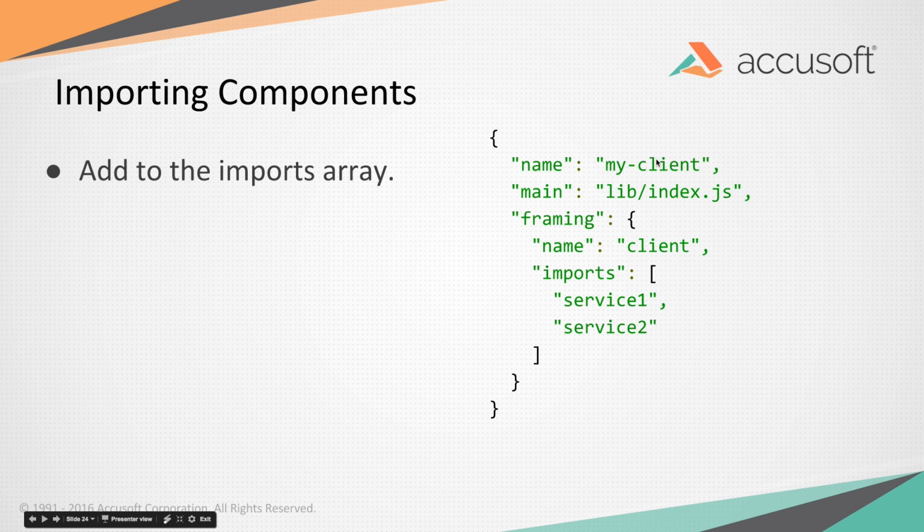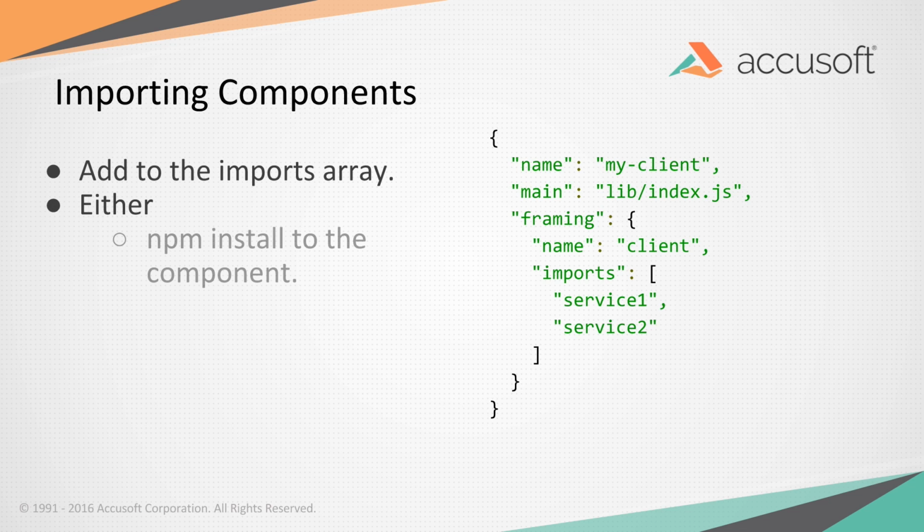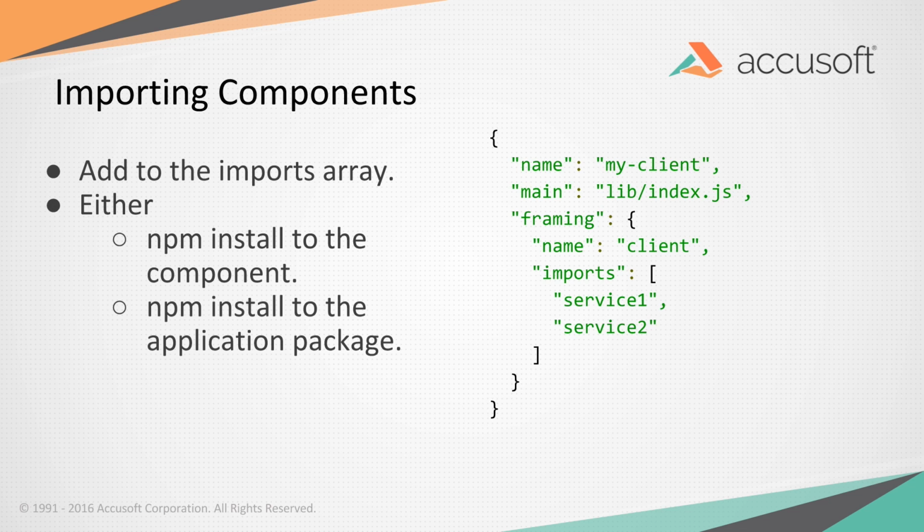Otherwise, if you pull this one, it's just going to look for that name, and then it's only going to use the node module. So it's just so that you have an opportunity to have multiple node modules with the same name, with the same framing name. And so this gives you the opportunity to install the components into the component folders and to install within the application package. You can choose either way. That's how you get the node module into the application.